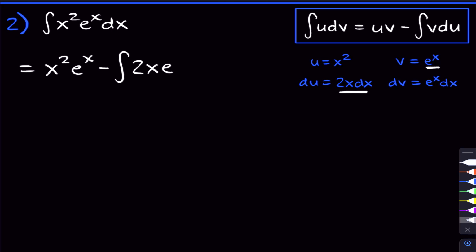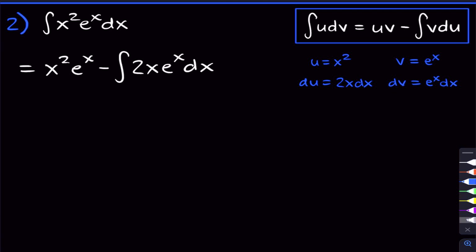minus the integral of v du, which is e to the x times 2x dx. And I'm going to write that as 2x times e to the x dx. It just looks a lot nicer that way. So now we wind up with an issue here. This integral still isn't able to be integrated with reverse power rule or with a u-substitution. And so what we have to do is integrate by parts again.